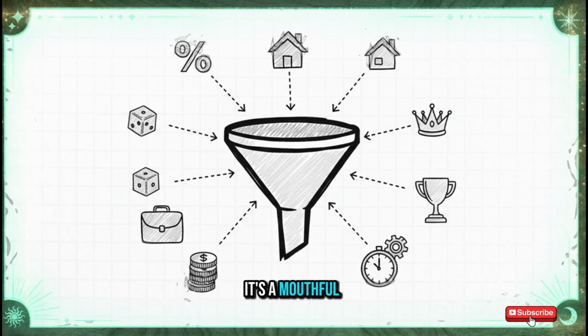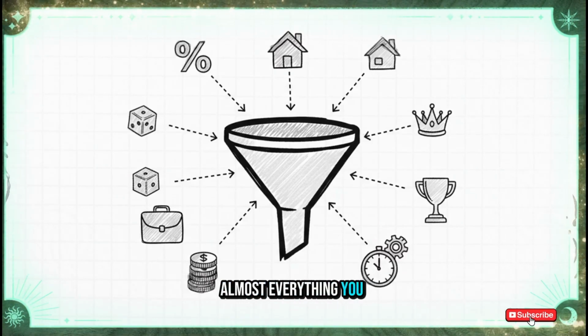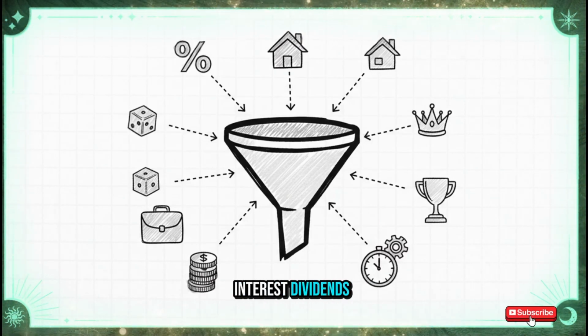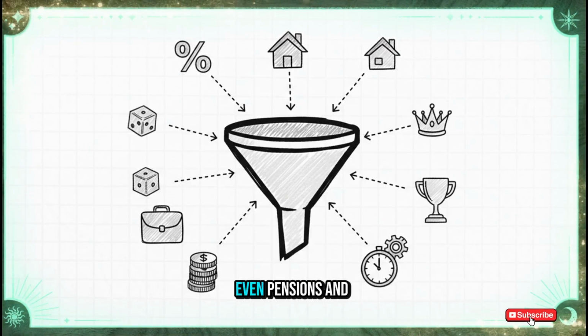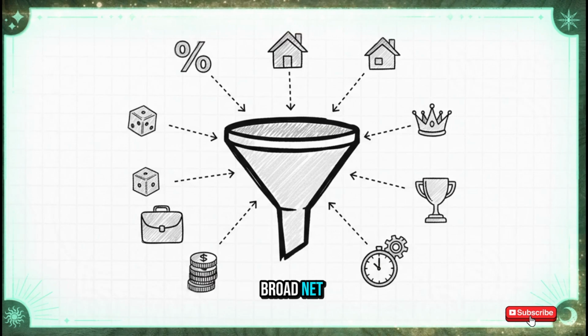Yeah, it's a mouthful. But just look at this list. We're talking about almost everything you can imagine: interest, dividends, rent, royalties, even pensions and gambling winnings. It's an incredibly broad net.